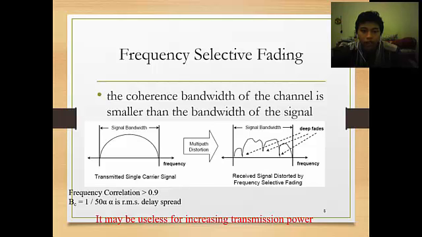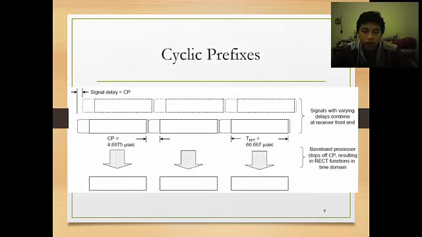Frequency selective fading: the coherence bandwidth of the channel is smaller than the bandwidth of the signal. Like in the picture, the bandwidth is transmitted as a single carrier signal with multiple distortions. The received signal is distorted by frequency selective fading, and the effects are very many. It may be useless to increase transmission power.